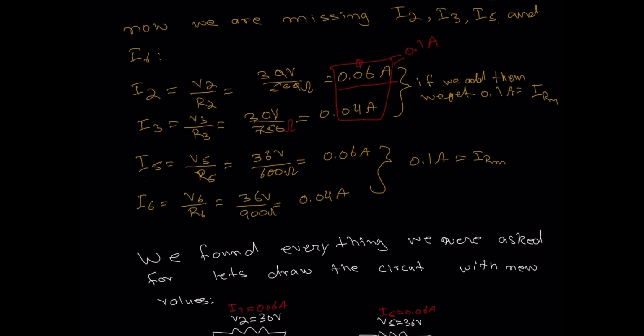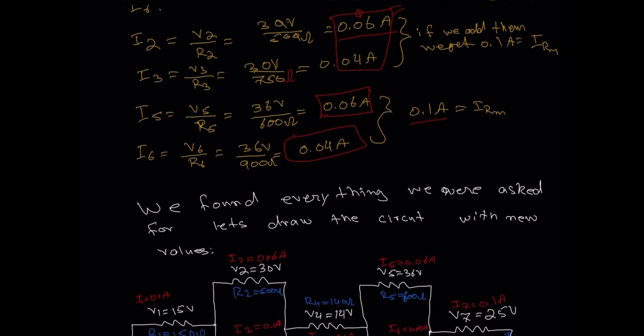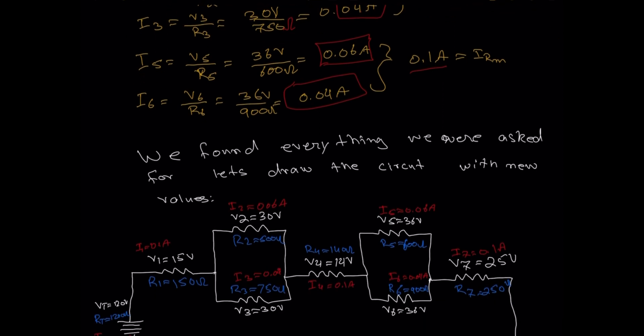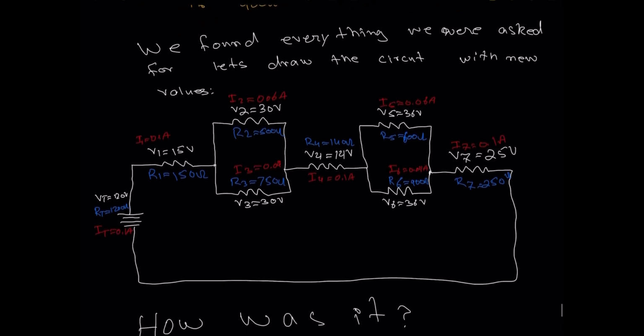Okay, so I5 is V5 over R5. After plugging in the values, it gives 0.06 amp right here for I5 and 0.04 amp for I6. Combine them together, it will still give you 0.1 amp. So we found everything right here. Now we can just redraw the circuit and plug in all the values here. And this is the original circuit. The blue were the given values, and the white and red are the ones we found.